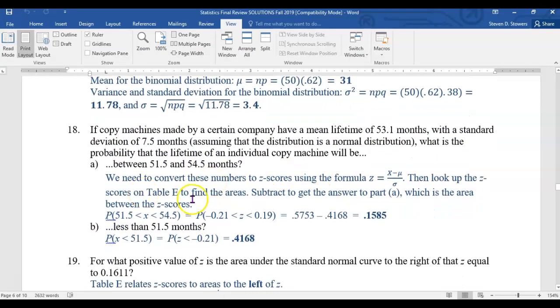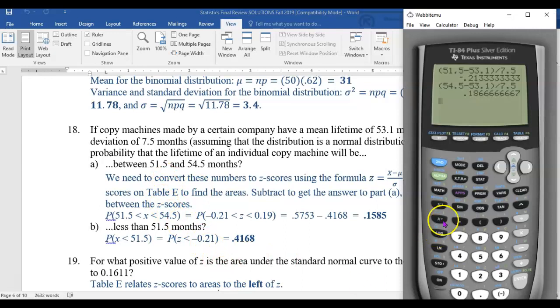Oh, while we were on number 18, I meant to mention that the way I did it was using the table, but it is also possible to do this on a graphing calculator. So here's how that would work. I would go to the distributions menu, select normal CDF, and I've already done part A, so let me do part B. For less than 51.5 months, that means everywhere from like negative infinity or as far down as you want to go up to 51.5. So my lower limit should be some really negative number.